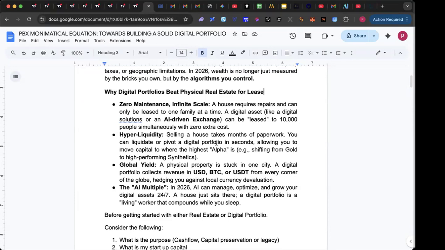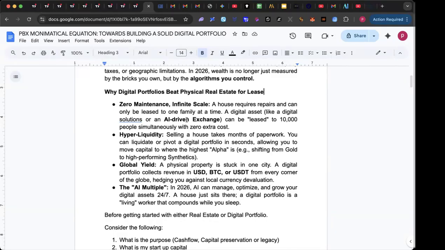I'm exposing you to the reality of how you can build up your portfolio, telling yourself the hard truth of the market. Now, I know a lot of you invest in real estate. Looking at me, Felix, are you telling me that real estate is not a good business? No, it's a good business, but it can be the wrong business for you at a given time. That's what you need to understand. Why is it the wrong business for you at a given time? Quickly, we said real estate physically. If you are building a digital portfolio, number one, you have zero maintenance and infinite scale. A house requires repairs and can only be leased to one family at a time, right?